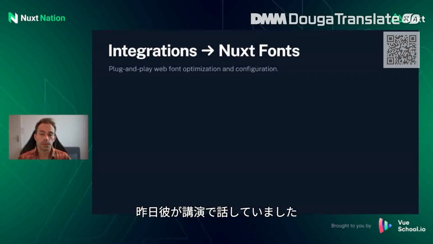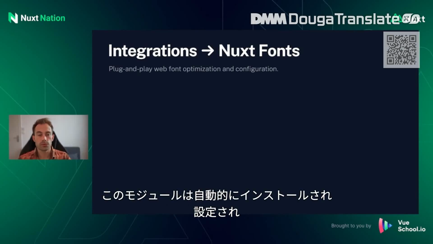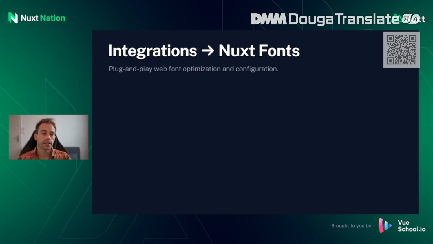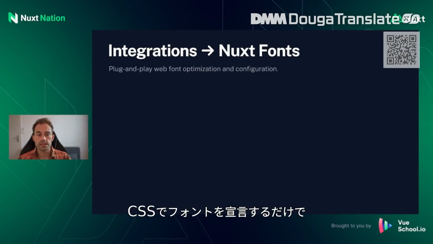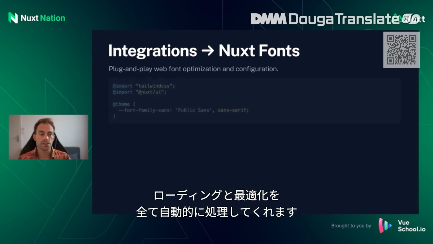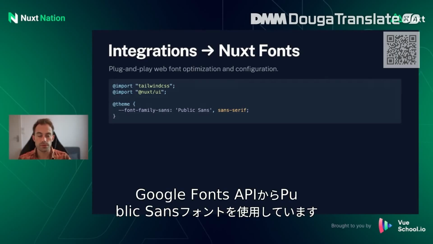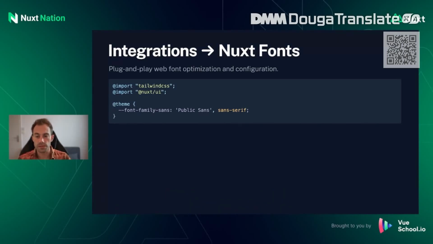NuxtUI also integrates with Nuxt Fonts made by Daniel Roe, who gave a talk about it yesterday. This module is automatically installed and configured to work with CSS variables, so you just have to declare your font in your CSS, and it handles all the loading and optimization for you. In this example, we're using the Public Sans font from the Google Fonts API.